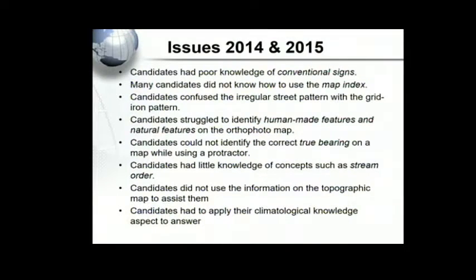Candidates confused irregular street pattern with a grid iron street pattern. Candidates struggled to identify human-made features and natural features on the orthophoto map, as well as the topographic map. Now, matrix, this is actually very easy. Remember, we've got 2 types of features: human-made features and natural features. We'll come back to that also as well.